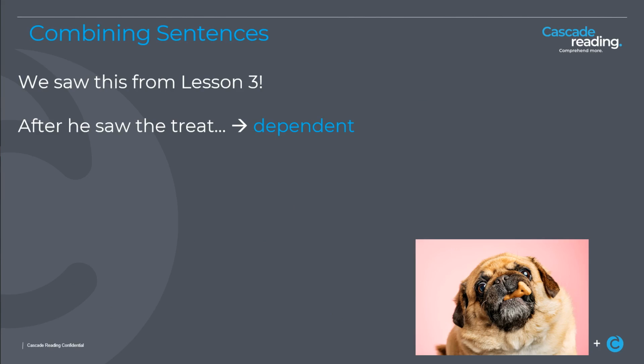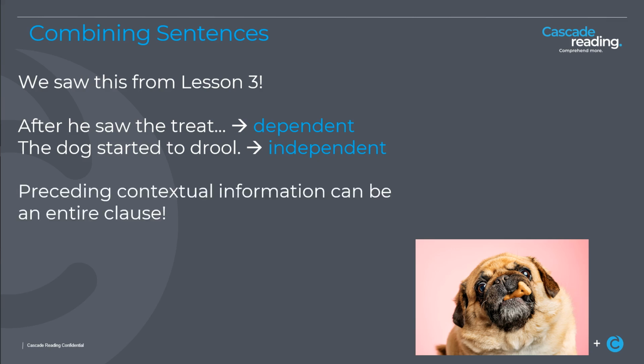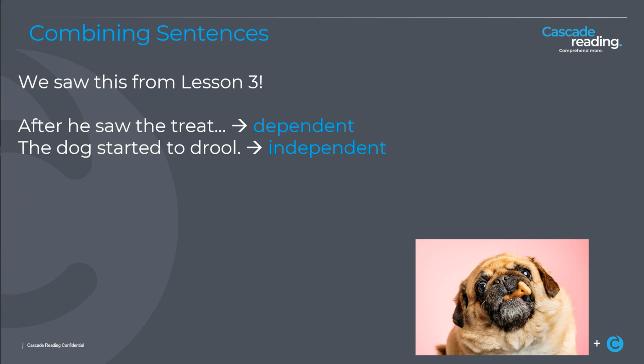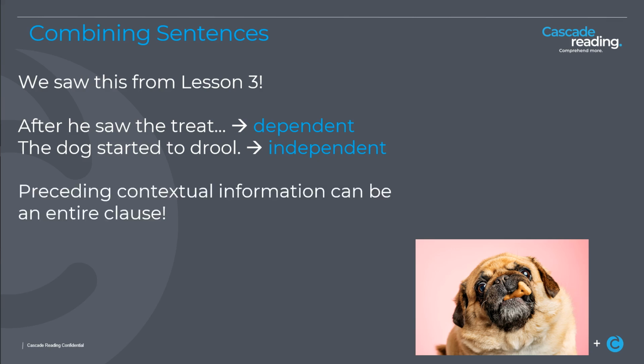Think about the phrase after he saw the treat. This is also a clause, and we know that it's dependent because it doesn't feel like it can stand alone. The word after implies that there's some event that this phrase is describing. And that phrase is the dog started to drool, which is an independent clause. So when did the dog start to drool? After he saw the treat. The dependent clause contextualizes or adds context to the independent clause. And so preceding contextual information can be an entire clause.